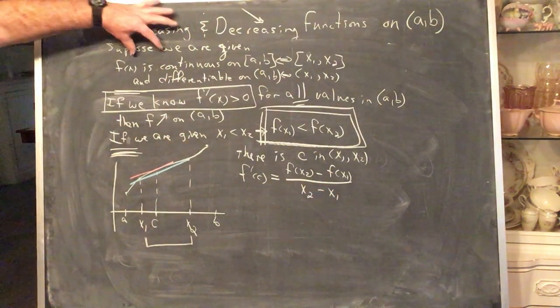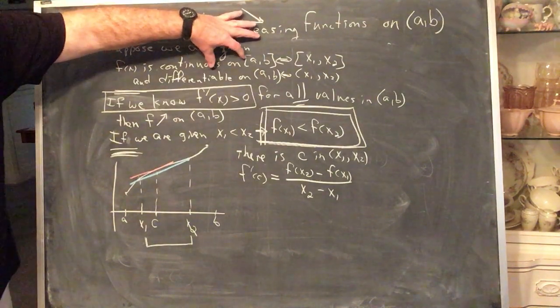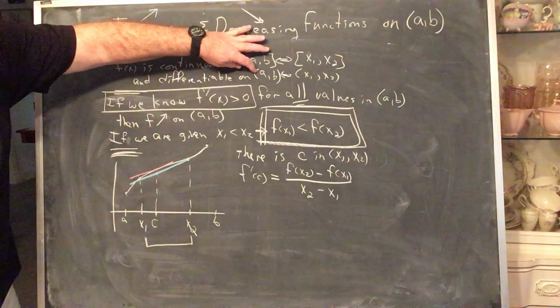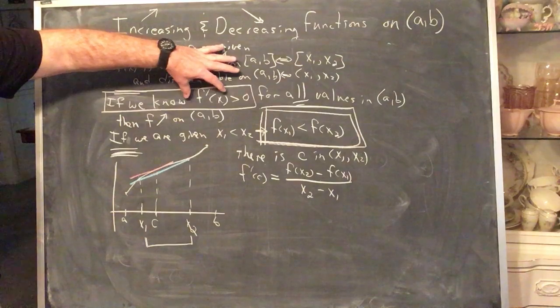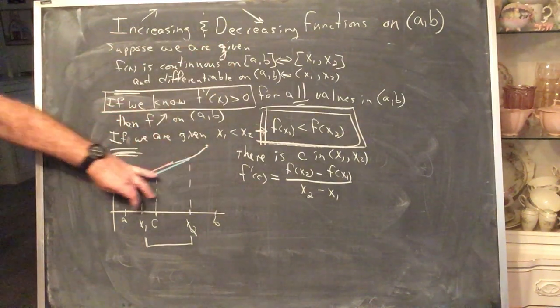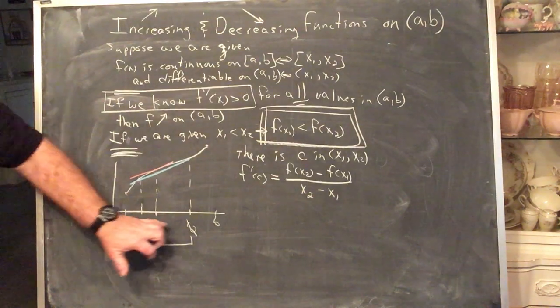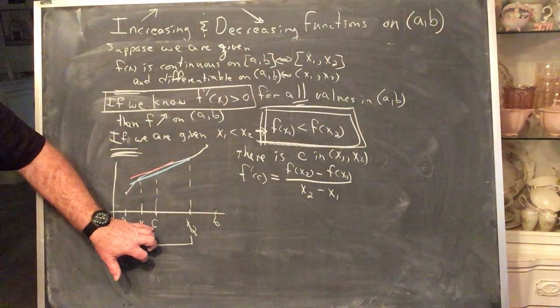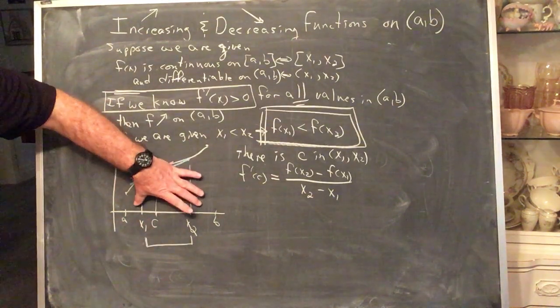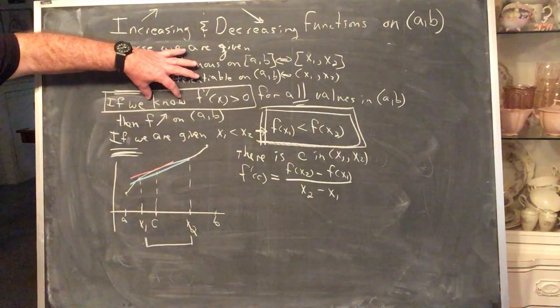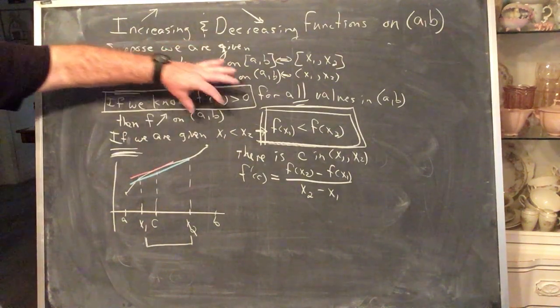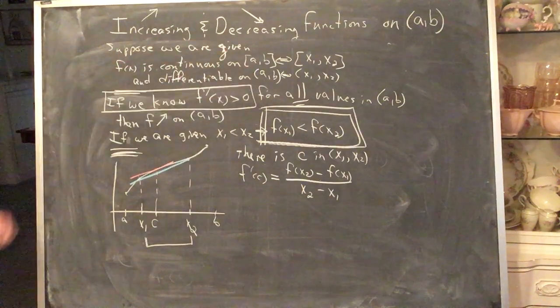So we have a function that's continuous on closed a, b, differentiable on open a, b. We know the derivative is positive. For every value in here, we know the derivative is positive. We know the derivative is positive at x1, at x2. We know the derivative is positive at c. For any value in here, we know the derivative is positive. That's given. We're also given that x1 is less than x2.